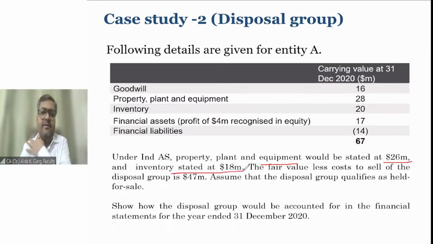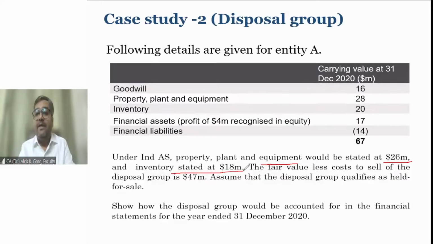It is given that the value of PPE on the date of held for sale. You remember the step number 1? The accounting part is totally same. Again, you have to do 3 steps. Step number 1, compute the carrying value. Step number 2, compute the fair value less cost to sell. Step number 3, recognize and measure at lower of step number 1 and step number 2.